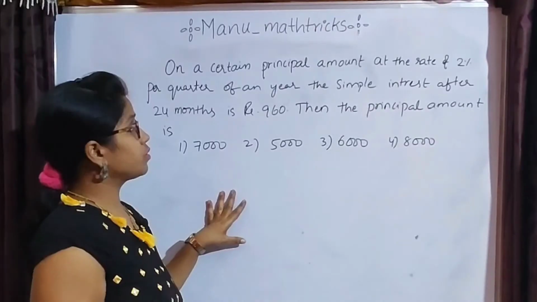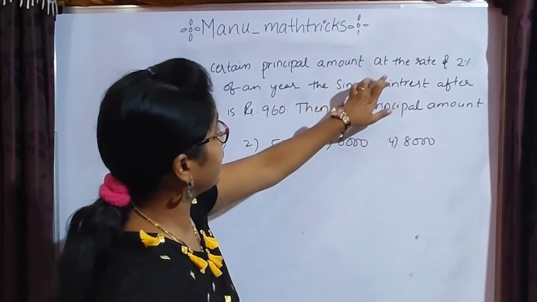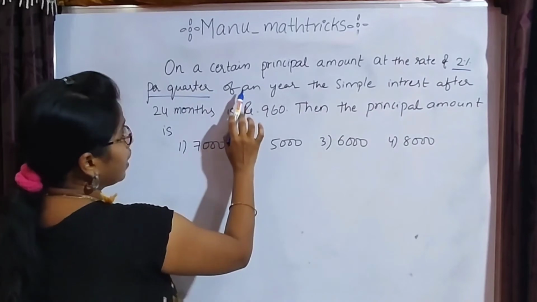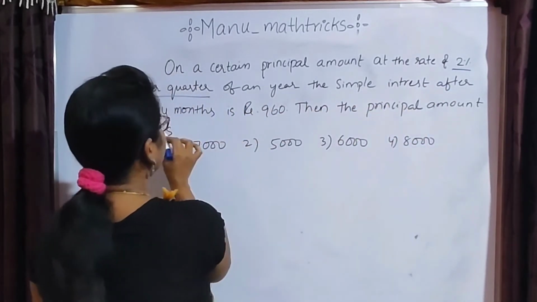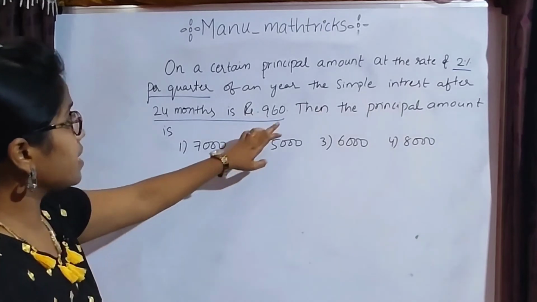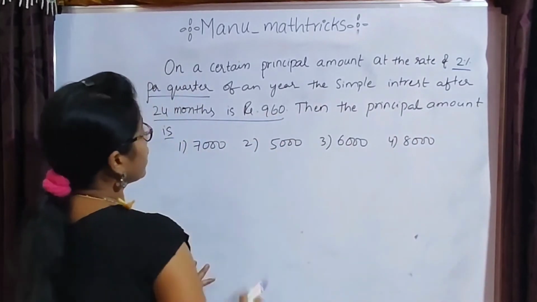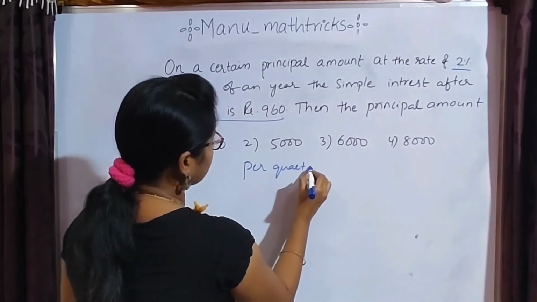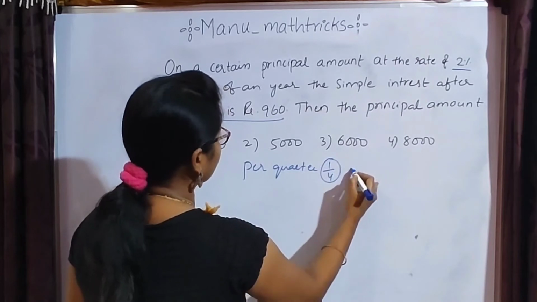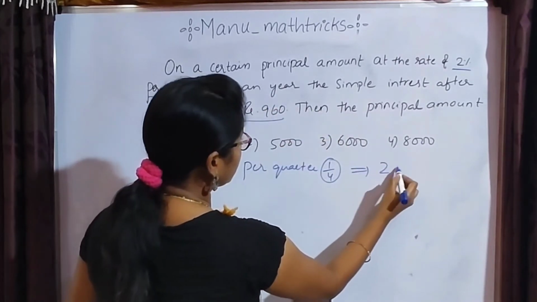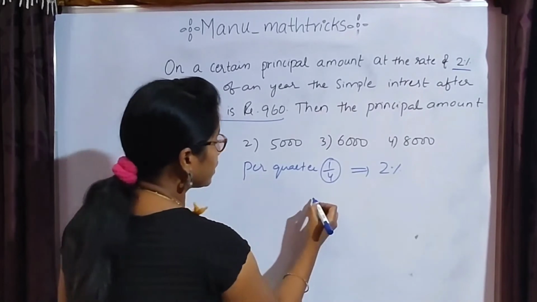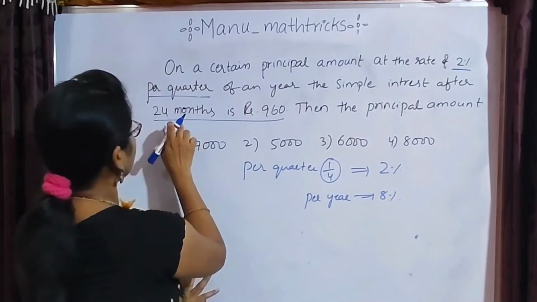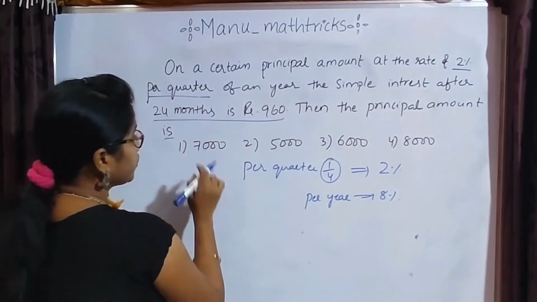That's it. This question, on a certain principal amount at the rate of 2% per quarter, he is saying 2% per quarter of a year, the simple interest after 24 months is rupees 960. Then he is asking to find the principal amount. Actually per quarter, that is 1 by 4 per quarter. He is saying that is 2% per quarter. Nothing but per year it is 8%.